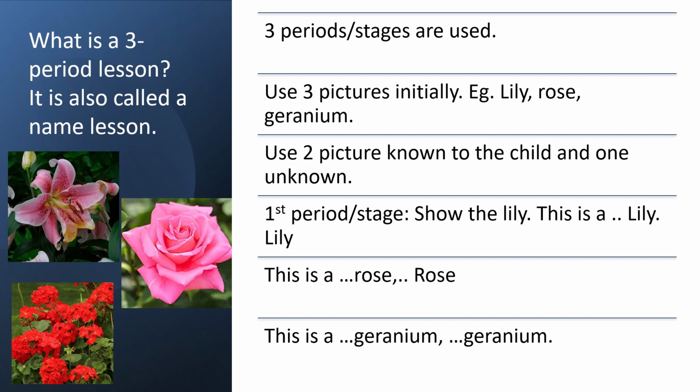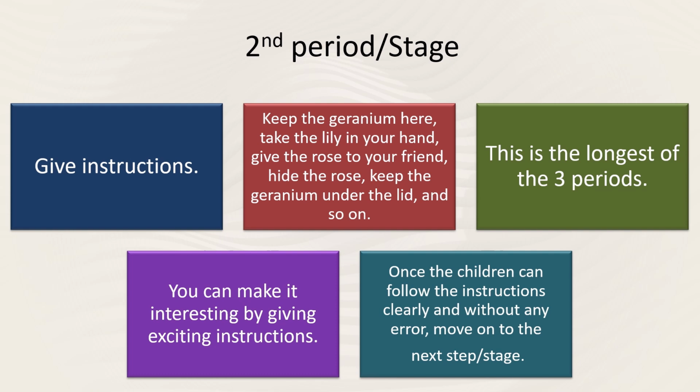Lily. This is a rose. Rose. This is a geranium. Geranium. In the second period or stage, we give instructions. Keep the geranium here. Take the lily in your hand. Give the rose to your friend. Hide the rose. Keep the geranium under the lid, and so on.